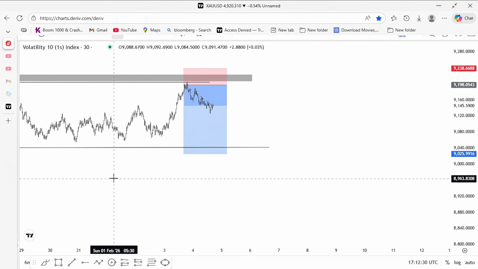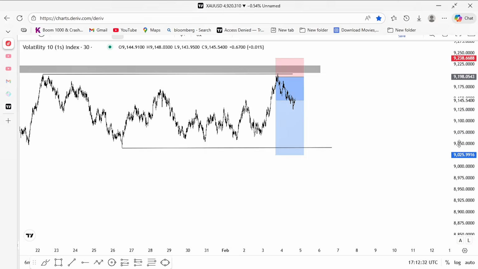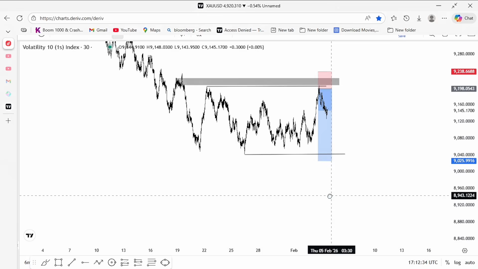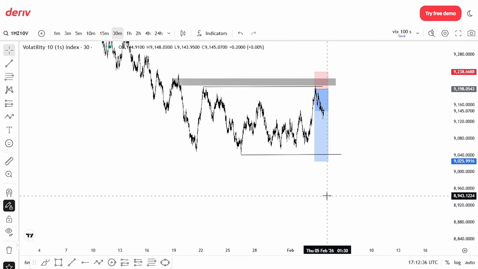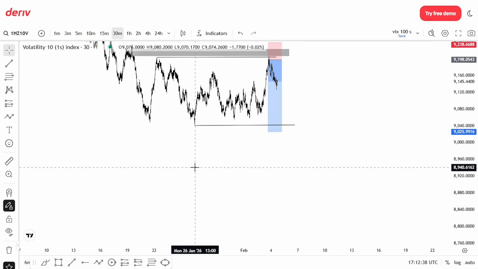and we are running in good profit. So the talk of the day is synthetic indices. So today let's start with the market structure.